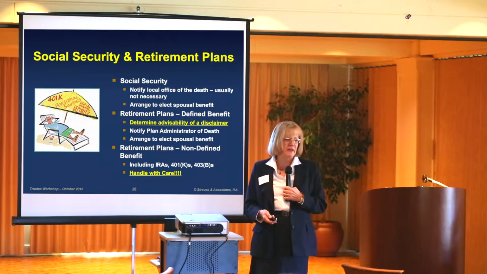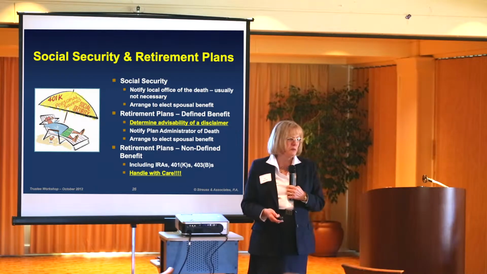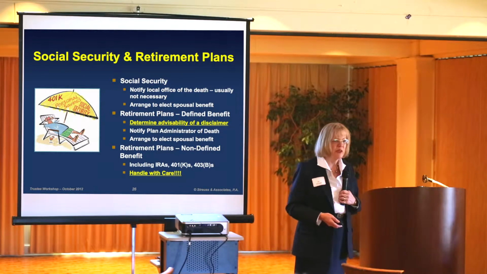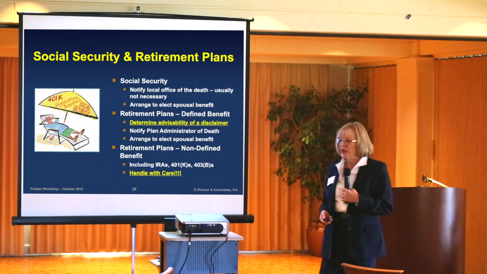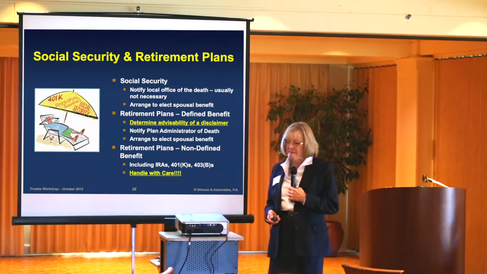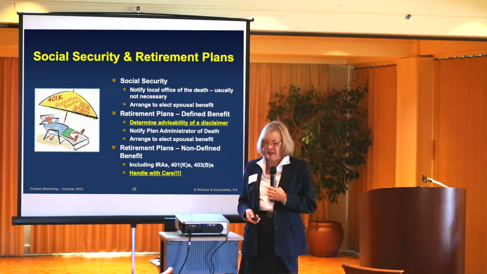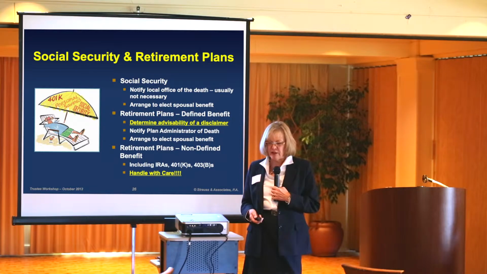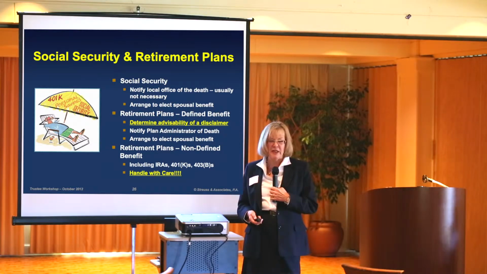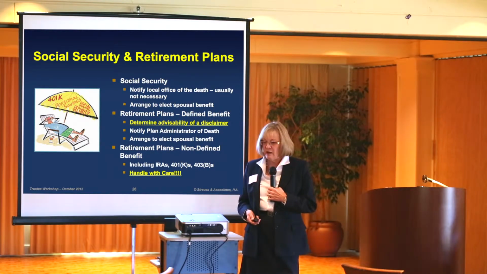Arrange to elect spousal benefits. Your benefits might be more or less than you would receive individually, so you want to check to see which way you want to go on that. Retirement plans. Define benefits plans, determine the advisability of a disclaimer, notify the plan administrator of the death, and arrange to elect spousal benefit if one's available.